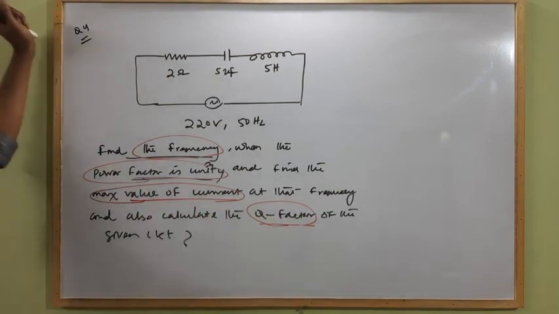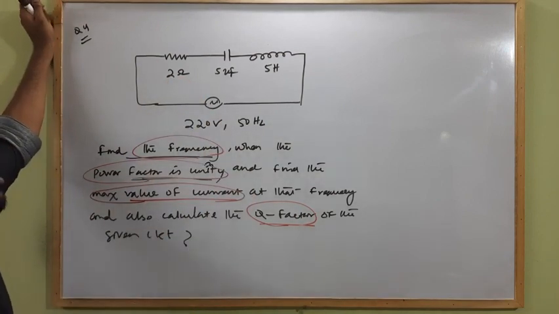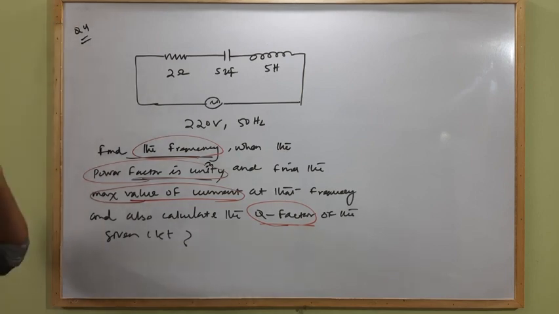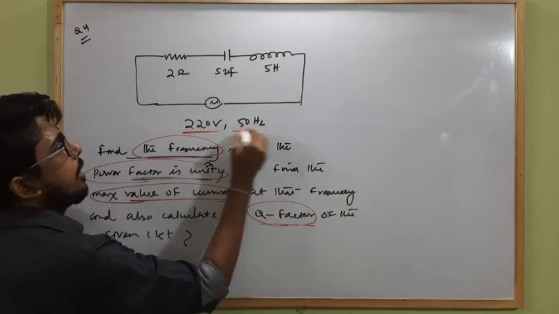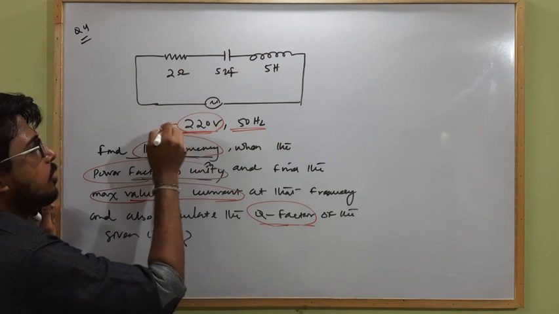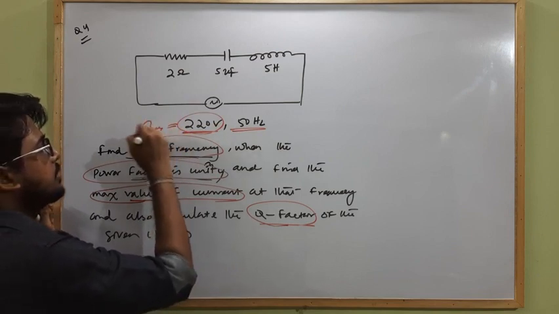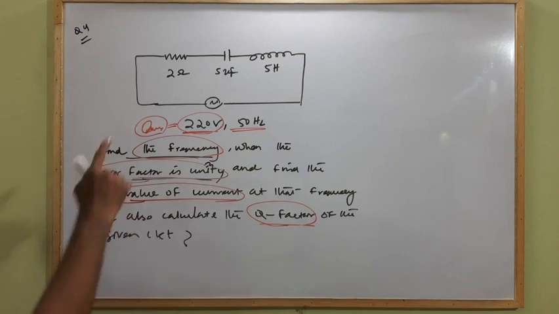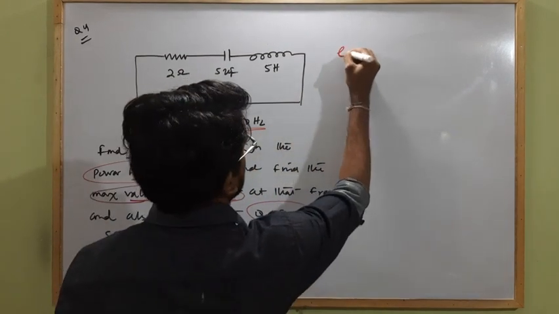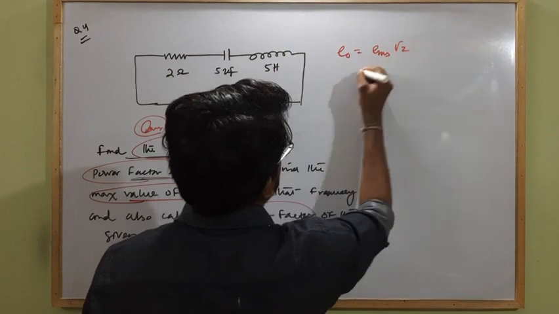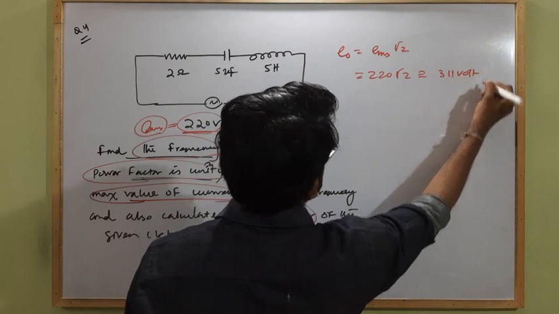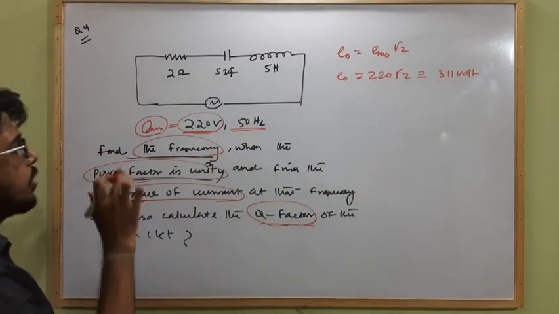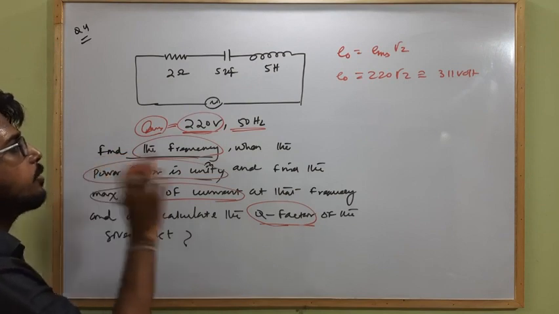So in this LCR circuit we have a resistor of resistance 2 ohm, a capacitor of capacitance 5 microfarad and an inductor of inductance 5 Henry, which is connected across an alternating source having 220 volt and 50 hertz. This 220 volt is the RMS value, ERMS. So from this we can calculate the peak value E naught. E naught equals ERMS into root 2, so 220 into root 2 is nearly equal to 311 volt. Clear?